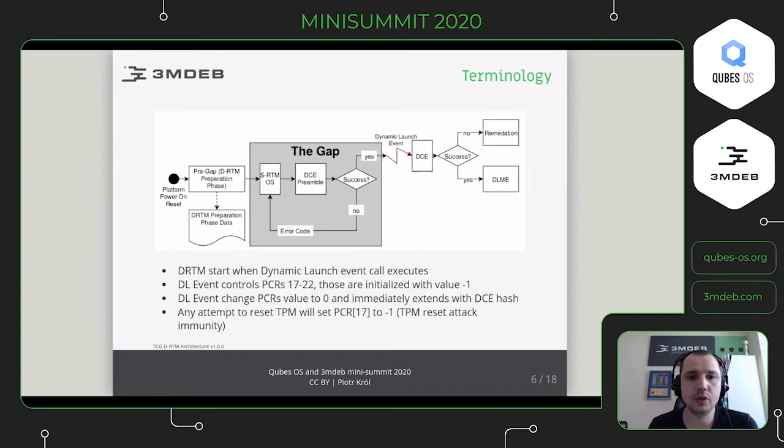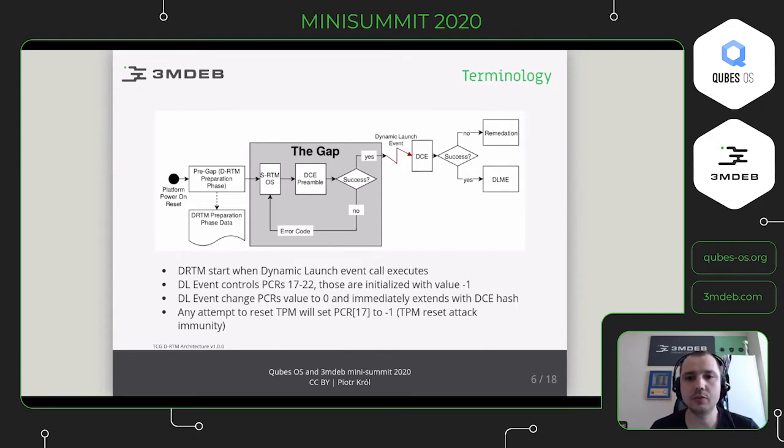DCE means D-RTM configuration environment, and this is because some execution of the RTM may require additional preparation before we can launch this special skinit or senter instruction. Then if the DCE preamble succeeds, that means we can proceed with the dynamic launch event, which causes execution of the DCE, which is the D-RTM configuration environment.